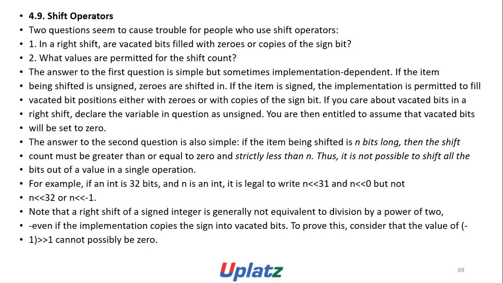Note that a right shift of a signed integer is generally not equivalent to division by a power of 2, even if the implementation copies the sign bit into the vacated bits. To prove this, consider that the value of -1 >> 1 cannot possibly be 0.